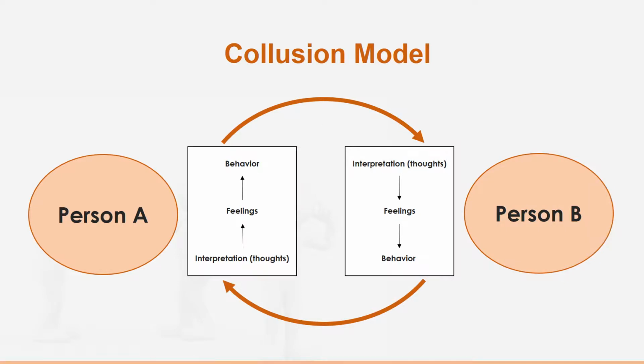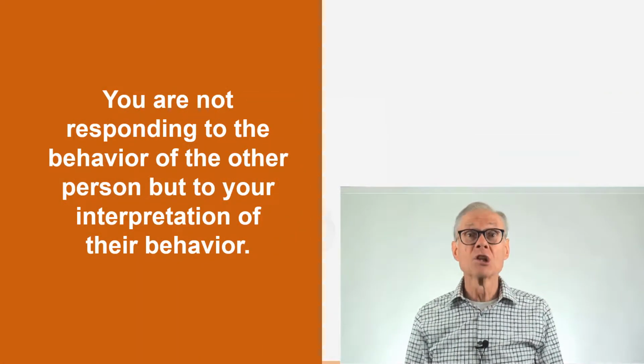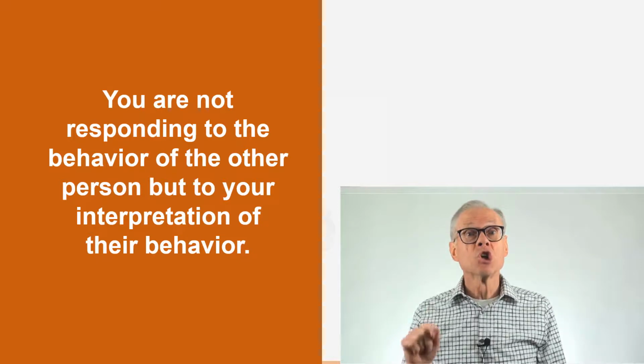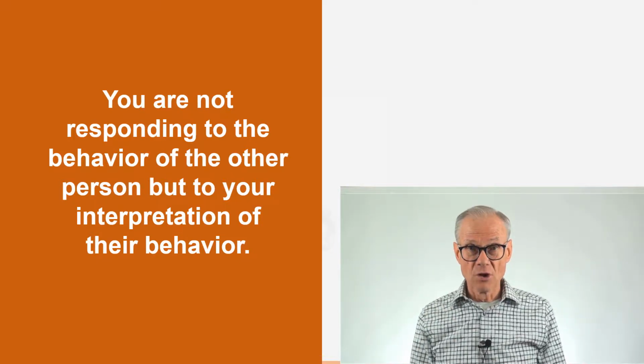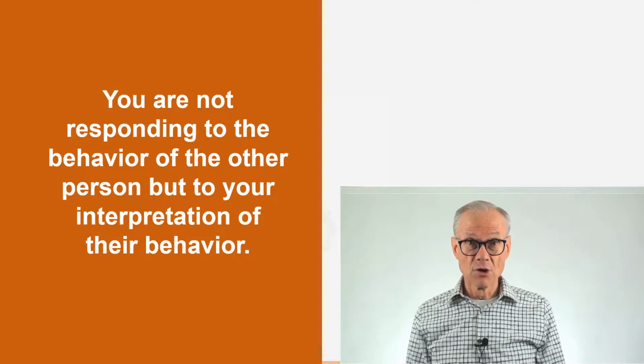If you're person A, you see the behavior of person B and form perceptions or thoughts, judgments about its meaning. Those thoughts create your feelings, and those feelings and interpretations determine your behavior. Person B does the same. He or she sees person A's behavior and puts an interpretation, a spin on it. And that interpretation results in person B's feelings and then determines their behavior. The important part of the cycle is to see that you're not really responding to the behavior of the other person, but to your interpretation of their behavior, to the meaning that you put on their behavior.